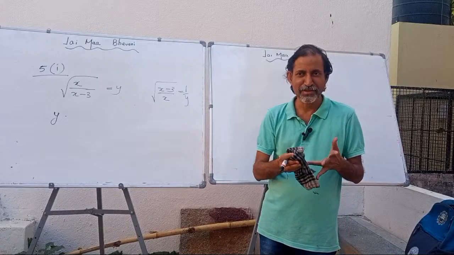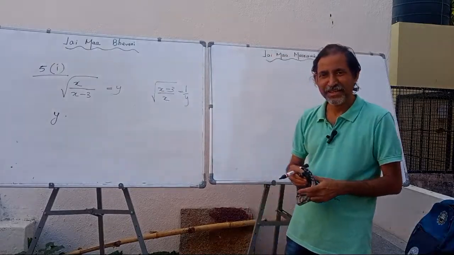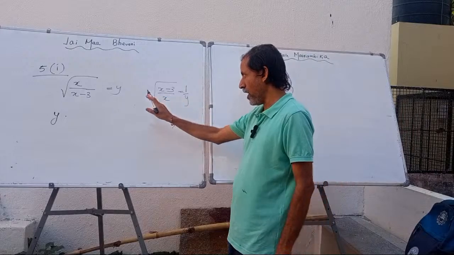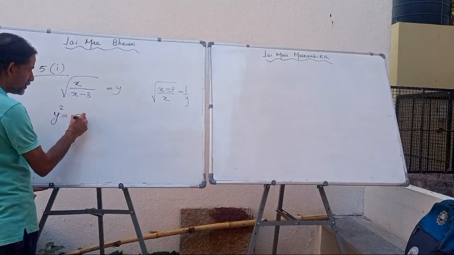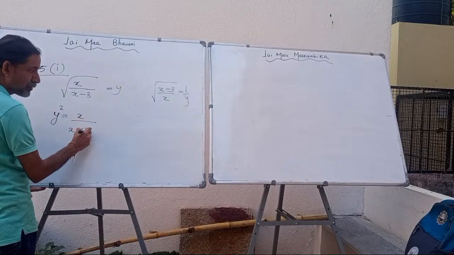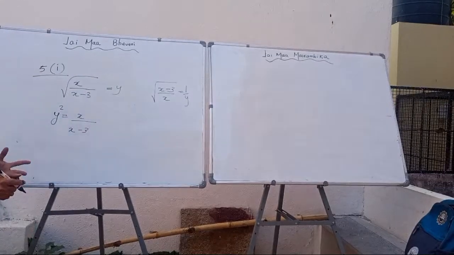Let x by you, x minus x. Sorry? X by x. Yes. If this is y, and if something is y square, it will be squaring both the sides. It will be x by x minus 3. Square and square root cancel out each other.